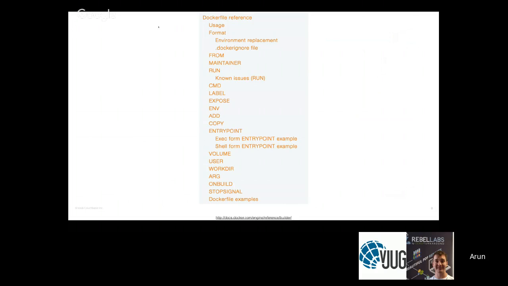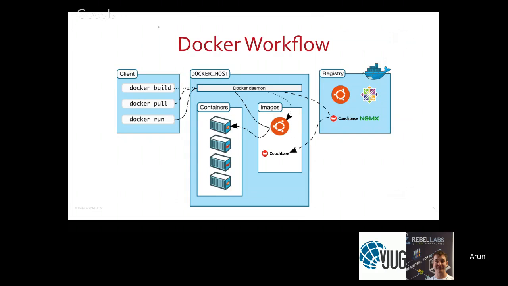Now, here you see a comprehensive list of commands that are available for the Docker file. I won't go into the details over here, but you can Google for Docker file syntax, and you will see that. This is sort of a broader Docker workflow, the way it works. There are three pieces to it. First is a client, then there is a Docker host, and then the last piece is really the registry.